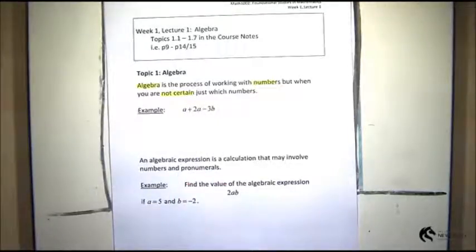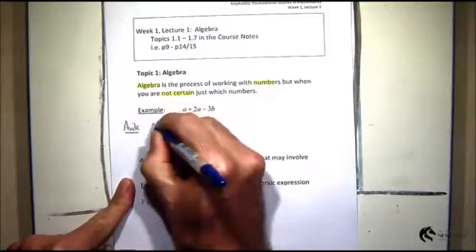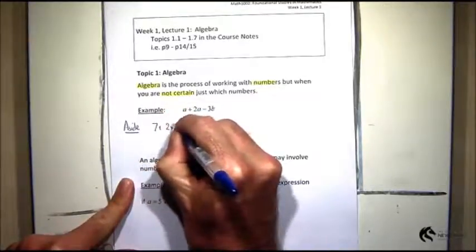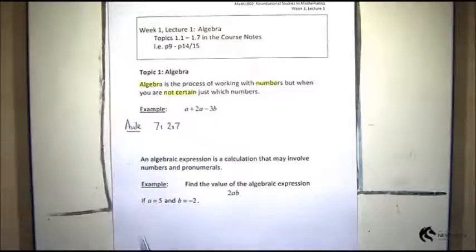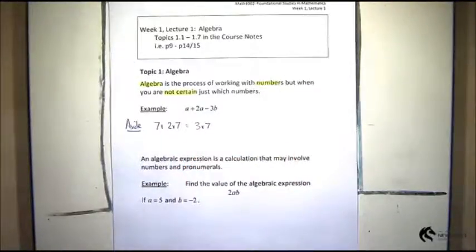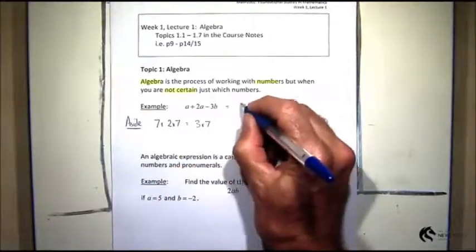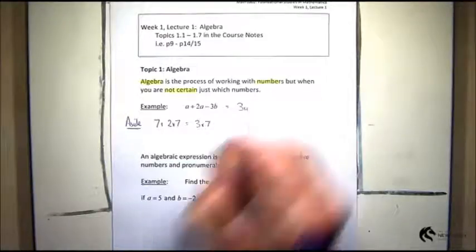So for example, with that expression here, if I said to you, add 7 plus 2 times 7, you could say to yourself, that's 7 plus 14. Or alternatively, you can say, I've got one lot of 7 plus 2 lots of 7. That's the same as 3 lots of 7. And likewise here, if I've got a plus 2a, I don't know what a is, but I know that a plus 2a will be 3 lots of a.